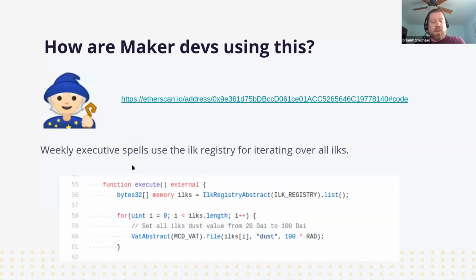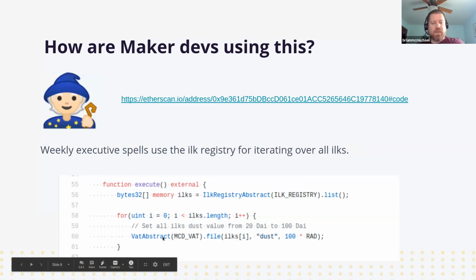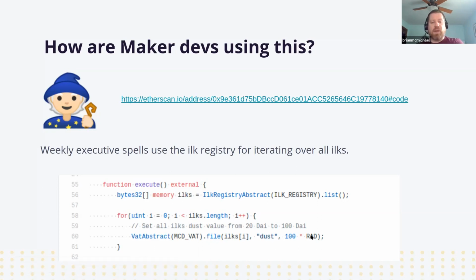Our weekly executive spells are starting to use the ilk registry for certain things like dripping, and in the middle of last month, we used it to set all of the dust values from 20 DAI to 100 DAI. So you can see we just call that list function, and we've got an array, and we just loop over that and do everything that we need to each of the collateral types. So that's available to anyone.